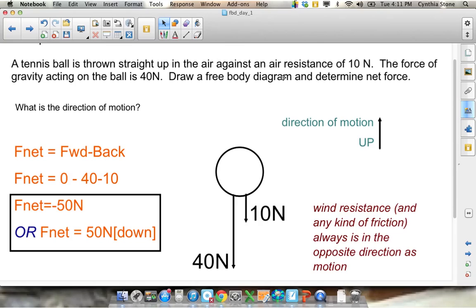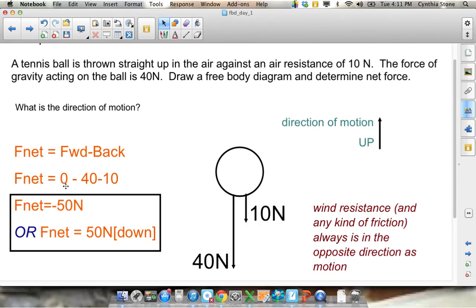The wind resistance is a little bit misleading, but you have to think to yourself, okay, it's moving up, and because wind resistance is always in the opposite direction of motion, it's got to be down. Okay, so the net force is forward minus back, and forward is 0, there's nothing pushing it up, which is an interesting and misleading thought. Most people at this point want to say, oh, there's the force of the throw or something like that up. Once you've let go of it, there's no force up. It just is, okay?